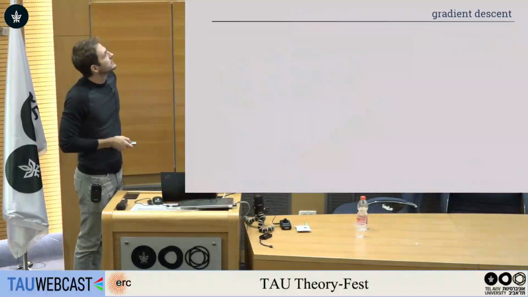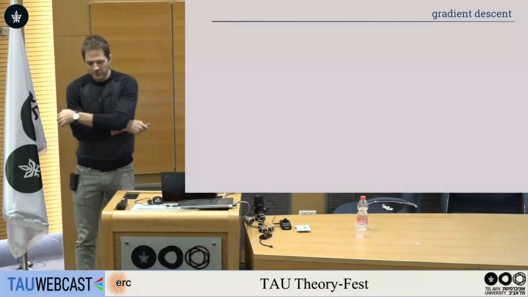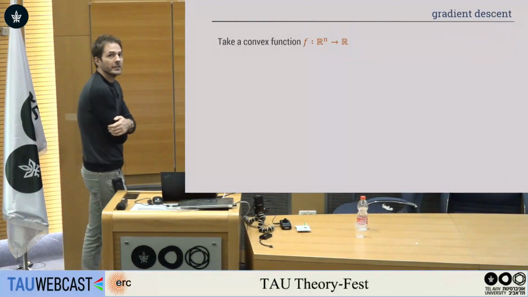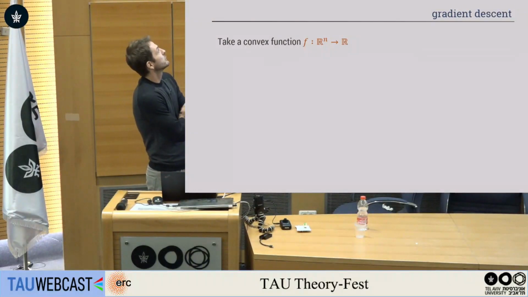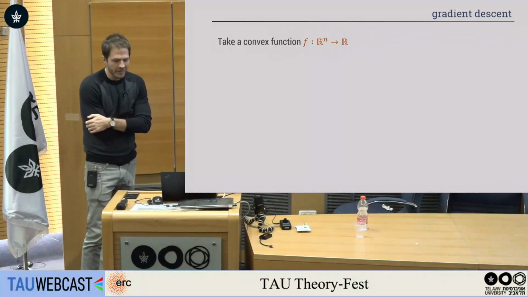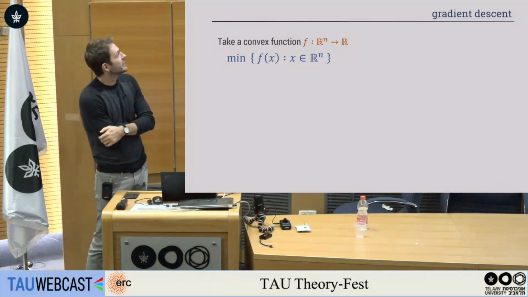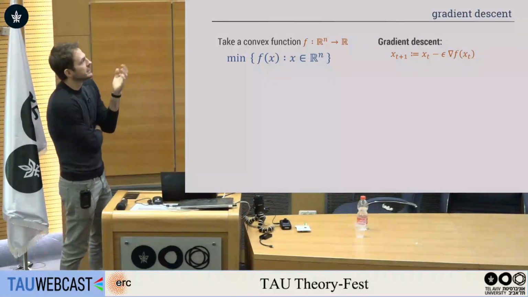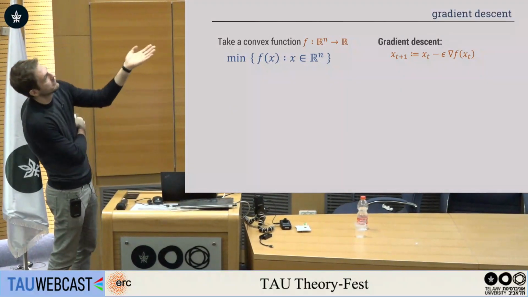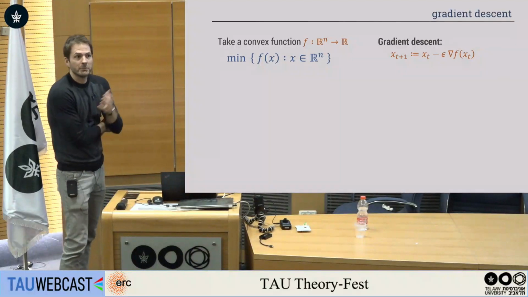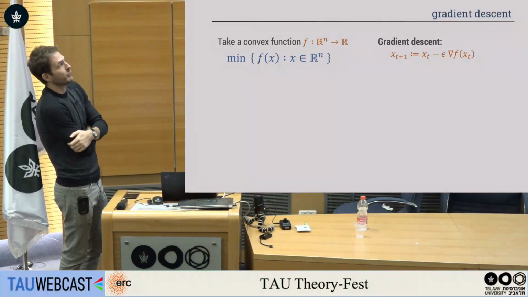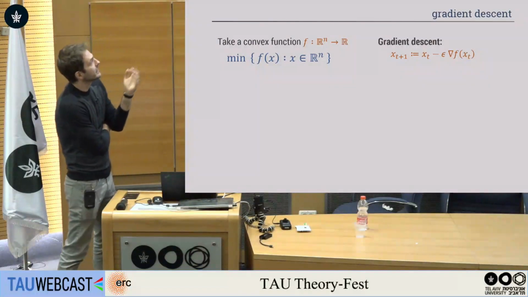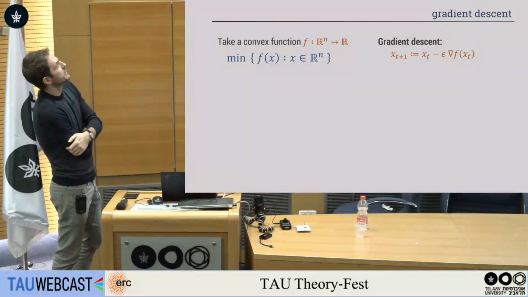So I'm going to talk about gradient descent, which is probably something that people are familiar with. Let me just remind you what happens in gradient descent. If you have a convex function on R^n, some Euclidean space, and you want to solve a global minimization problem, gradient descent is a fantastic algorithm. It looks something like this. Move a little bit in the direction of the negative gradient of the function. Do this over and over again. And if your function is convex, this will converge to the minimum.